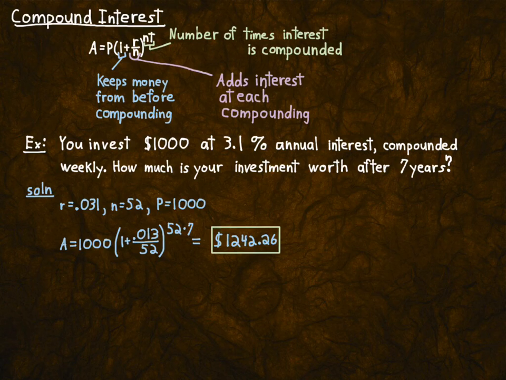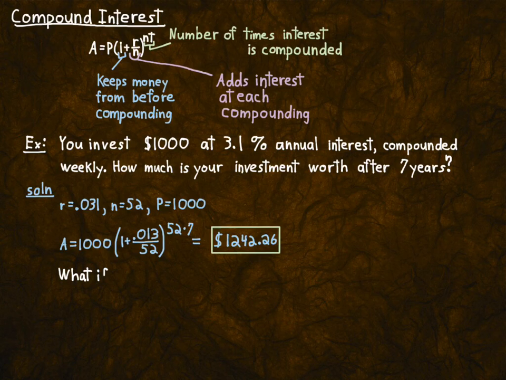You invested $1,000, 3.1% annual interest, compounded weekly, and you left it in there for 7 years. Does it seem reasonable that you'd have $1,242.26? Sure. It's not like $10 billion, and it's not like $3.18, where you're earning interest and end up with less than you started with. You're going to end up with a little bit more than $1,000. 3.1% interest is not very high, so you don't expect a huge amount. But it is 7 years, so you do get $242.26 in interest.